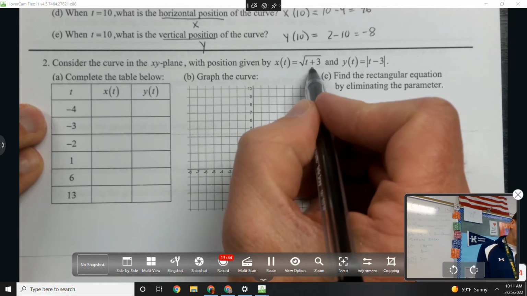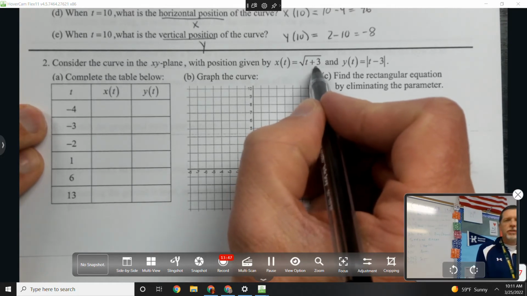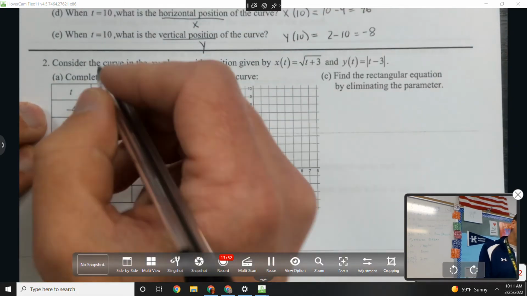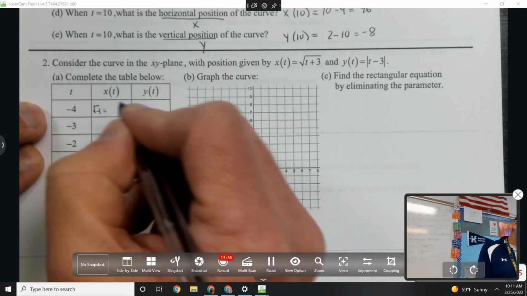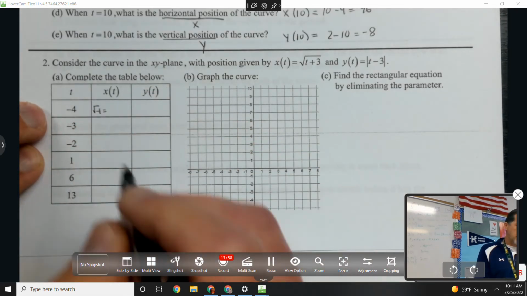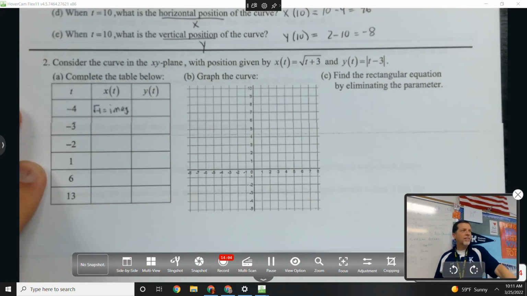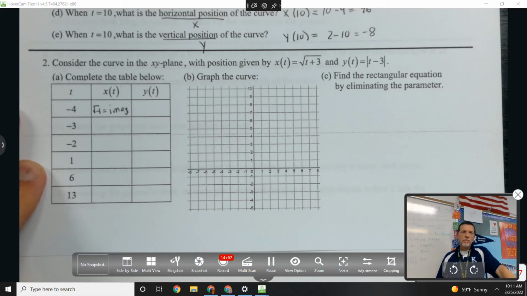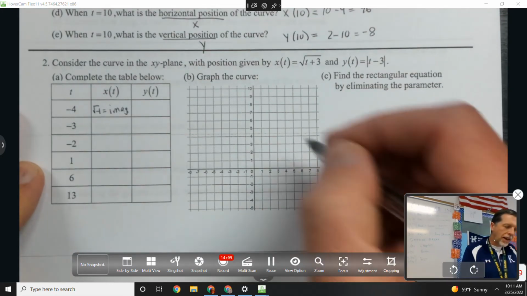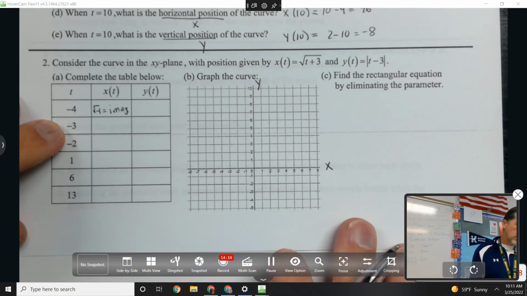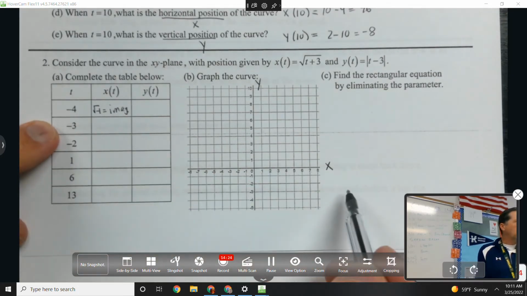So if I plug in -1 for t, what do I get for x? I get the square root of -1. What's that equal to? I, if we really want to be correct. Imaginary. It's not a real number. So it's not going to show up on my xy plane because this is the real number plane. There are no imaginary numbers there. So that's kind of weird, but that just means it won't show up on my graph.